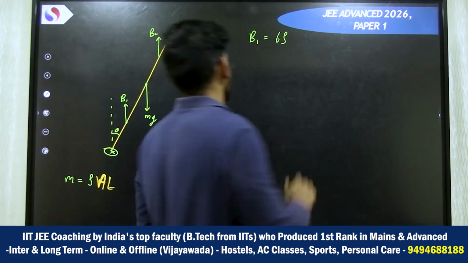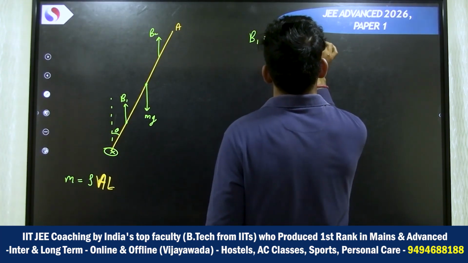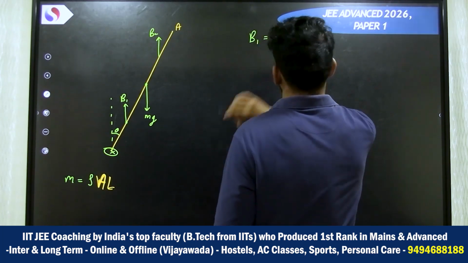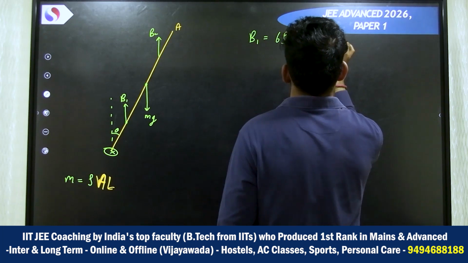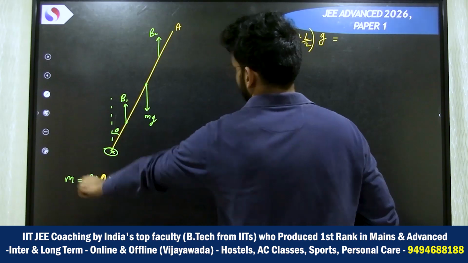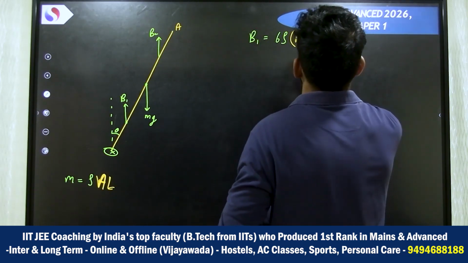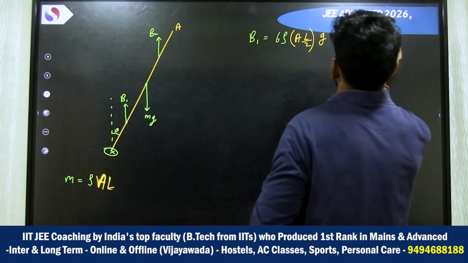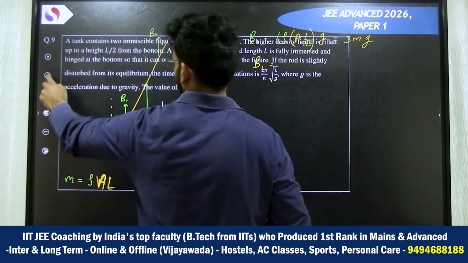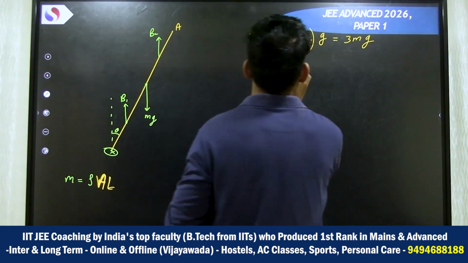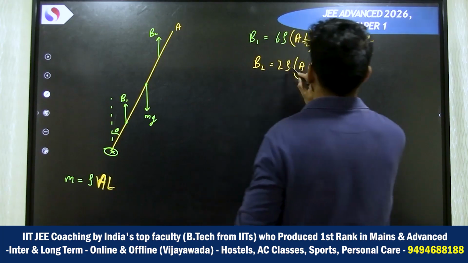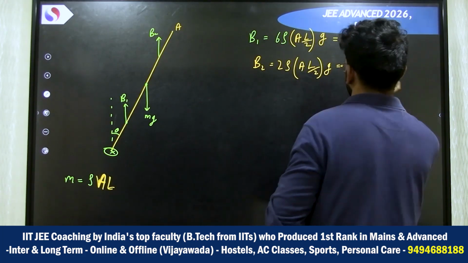So volume of the submerged part is area A into L by 2. So B1 is 6 rho into A into L by 2 into g. This will be the buoyancy. I'm writing it in terms of mass M. If you see here, rho AL is replaced with M, so this will come 3 mg. And B2 is how much? 2 rho, and the same AL by 2 volume, into g. So this will be rho AL, that is M, so this is nothing but mg, correct?